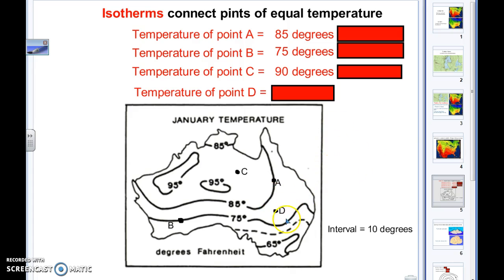Then location D, which is right here. That is also in between two isotherms. It's between my 75-degree isotherm and my 85-degree isotherm. Doesn't look like it's closer to any one of the isotherms. Remember, in between 75 and 85, we have 76, 77, 78, 79, 80, 81, 82, 83, 84, until you have 85. So for location D, I have about 80 degrees because it appears to be directly in between the 75 and 85 degree isotherm.